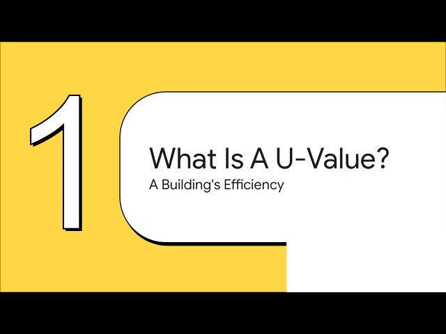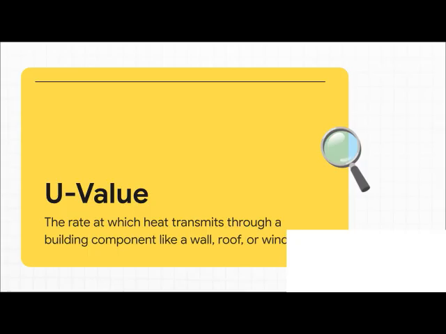So what on earth is a U value? In simple terms, it's just a way to measure how easily heat can pass right through something. It's really the key to understanding how efficient a building is. The official definition is that the U value tells us the rate of heat transfer through a part of a building, like a wall, a roof, or maybe a window. Just think of it like this. It measures how easily heat can get out. A high U value means heat is just flowing right through.